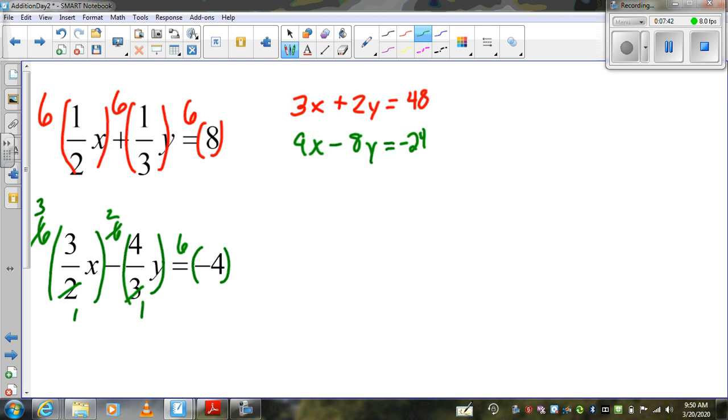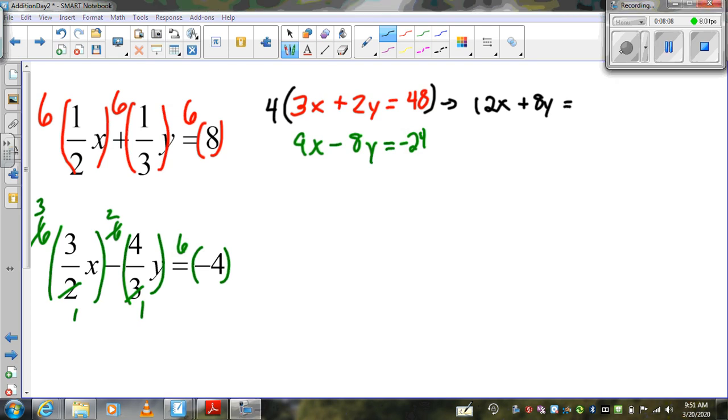I might get rid of the y's just because the signs are already opposite. So therefore, if I do that, I would only have to multiply this top equation. If this is a negative 8y, I want to make this a positive 8y. So I'm just going to multiply this by 4. So now I end up with 12x plus 8y is equal to, and the bottom equation is going to stay the same.